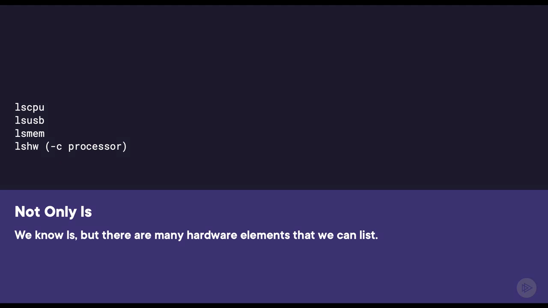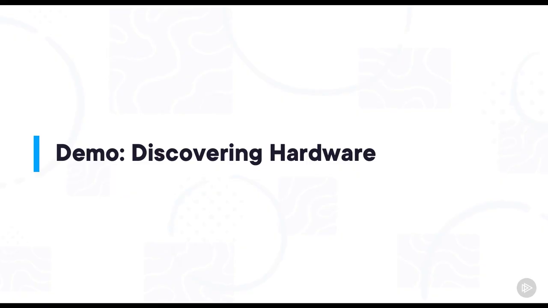We can use lshw, but the output is quite verbose, so we can use certain classes, such as our processor. We can look at our block devices with lsblk, and we can look at PCI devices using lspci. Now come on, I think it's a really good idea that we dive out and actually have a look at this on our system.